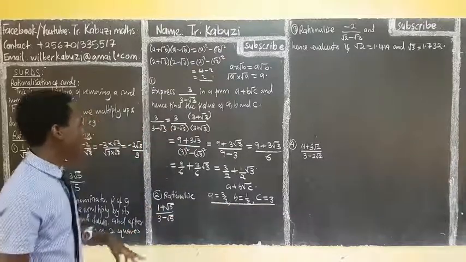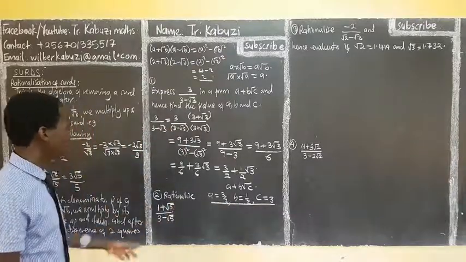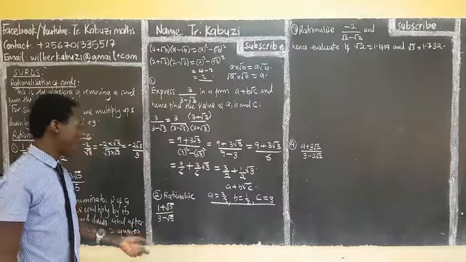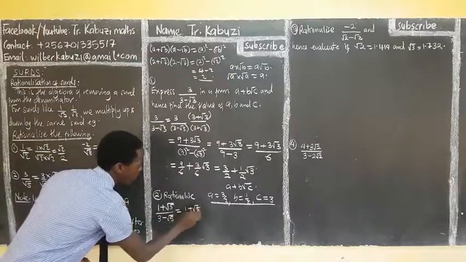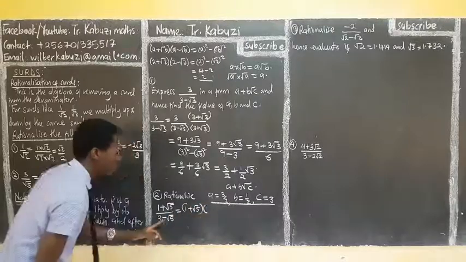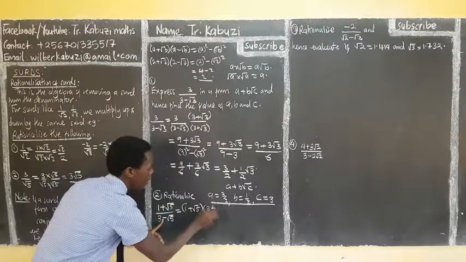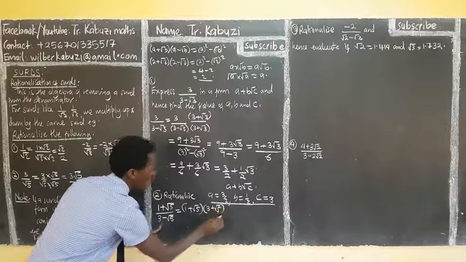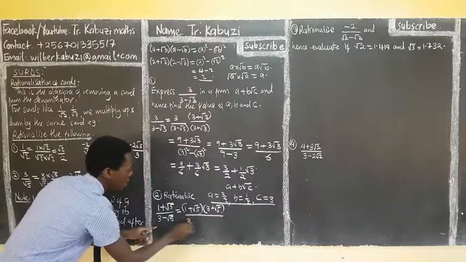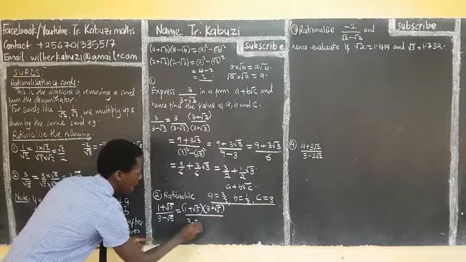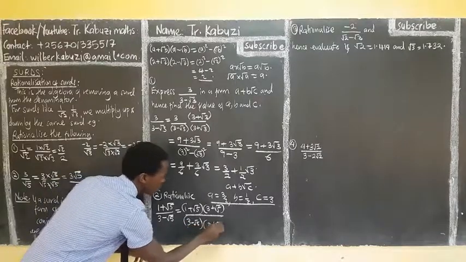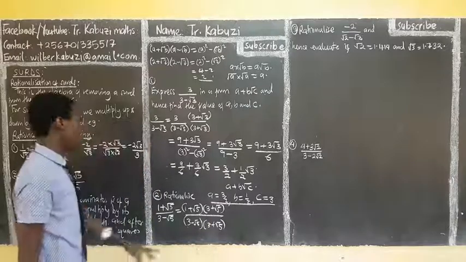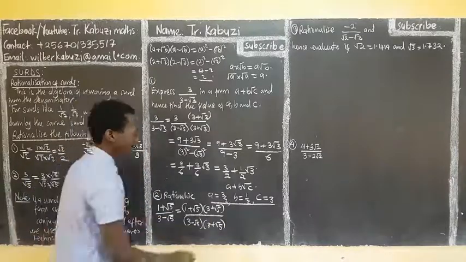Then this one, rationalize this. What we do is multiply by the conjugate up and down. So this will be now 1 plus root 5. We are multiplying; the conjugate of this is 3 plus root 5, up and down. So this will be 3 minus root 5, then its conjugate 3 plus root 5. Really easy. So the conjugate of this up and down.